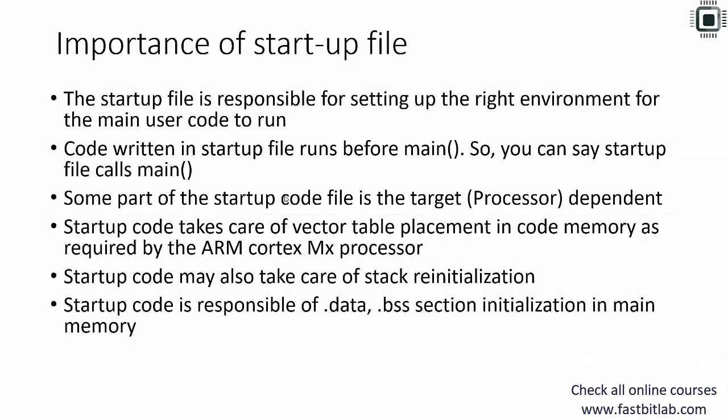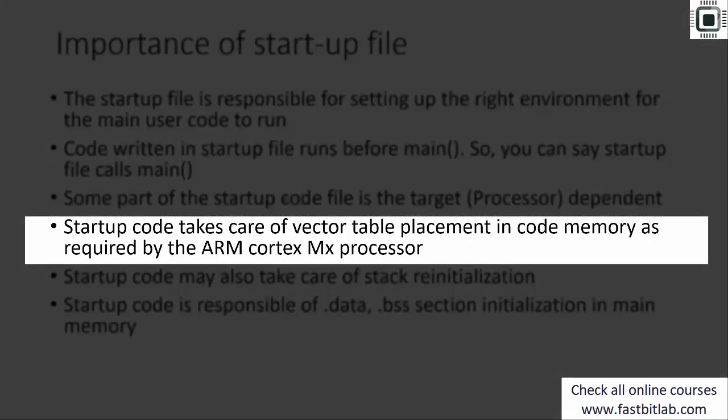In some cases, the startup code may have to turn on some coprocessors like the floating point unit. For example, if the main user code is doing some floating point operations, then it has to be turned on prior to that. Otherwise, there could be an exception in the program. That's why if you want to enable any special peripheral of the processor or target, you can do that in the startup code.